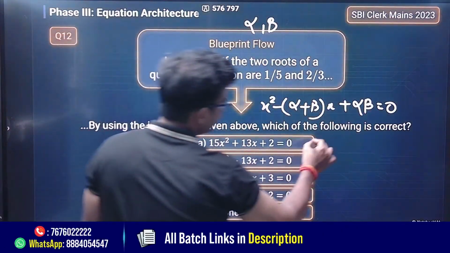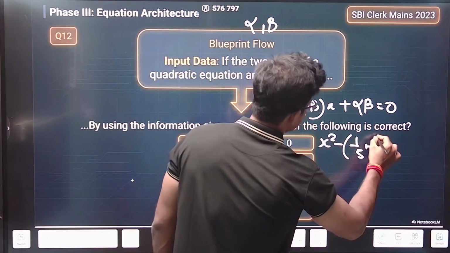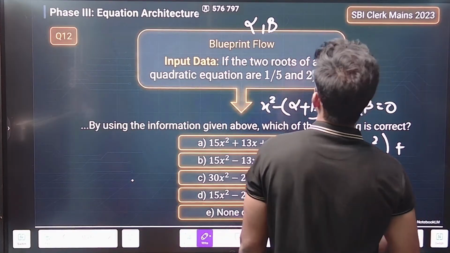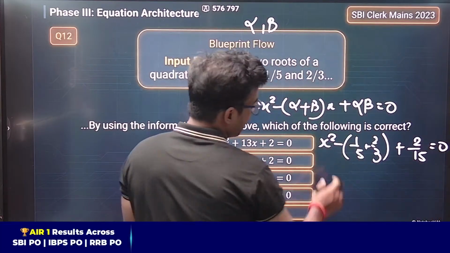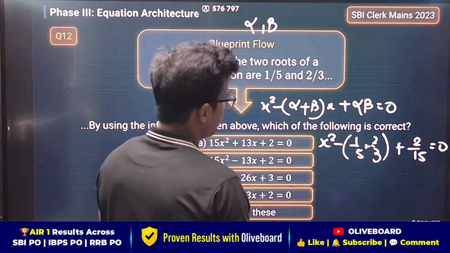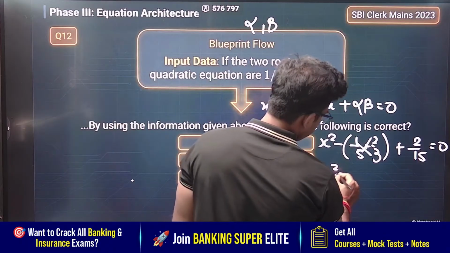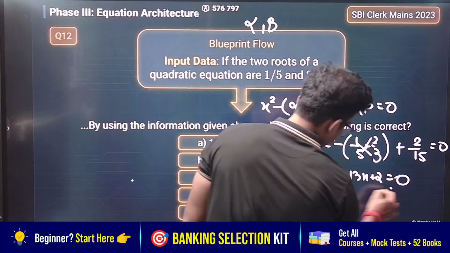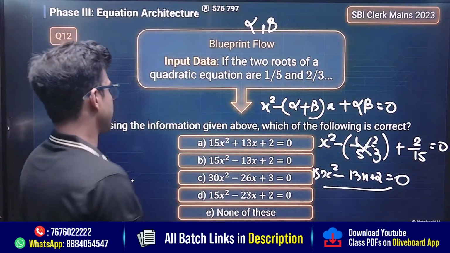Just put the values: x square minus (1 by 5 plus 2 by 3) x plus 1 by 5 into 2 by 3, which is 2 by 15, is equal to 0. Now if I take this, it becomes how much? Cross multiply 3 and 2. You can solve this only by cross multiplying. So 15x square minus 13x plus 2 is equal to 0. This is your main equation. 15x square minus 13x plus 2 equals 0 is option number B.